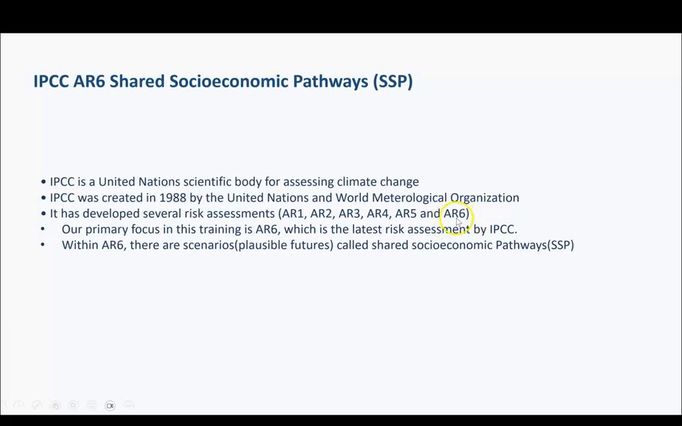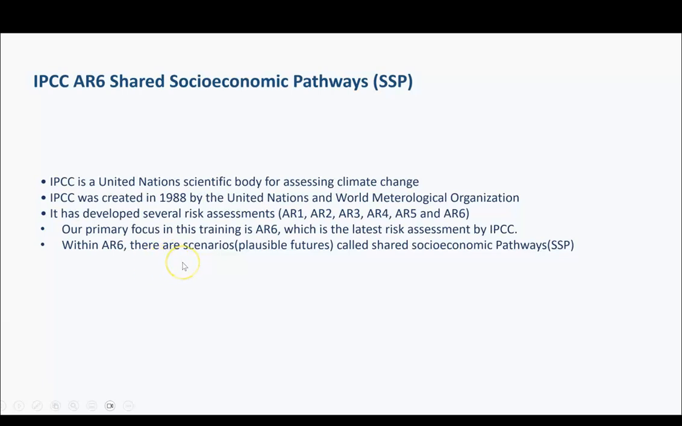This AR6 is what we are going to be using to build scenarios upon, because AR6 is their latest work. The latest work done by the IPCC is AR6, that is Assessment Report 6. So we're going to use it for our project.